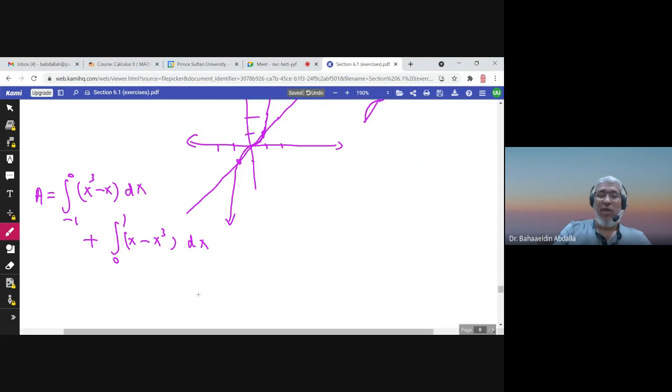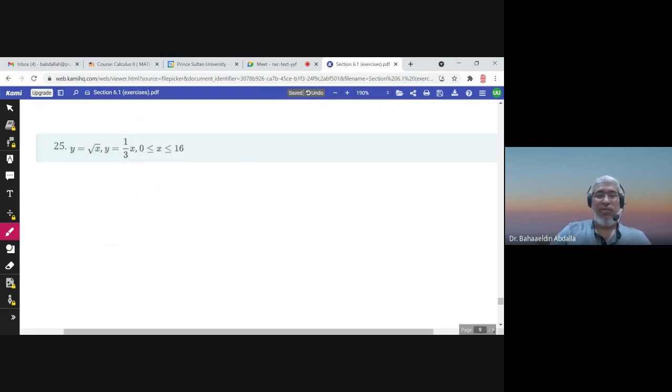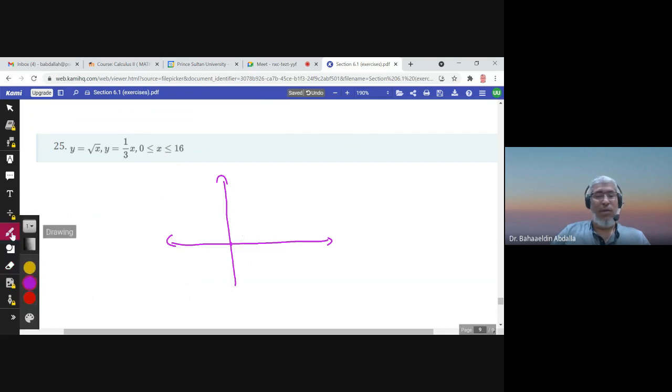So this will give you the area of the two regions. Now I have y equals square root of x. I know the graph passes by 0, 0 and 1, 1. And I have y equals 1 over 3 x. Let me make it bigger. So this is 1 and this is 1. The square root passes by this. We will go from 0 to 16.